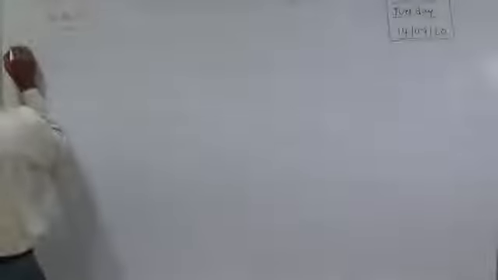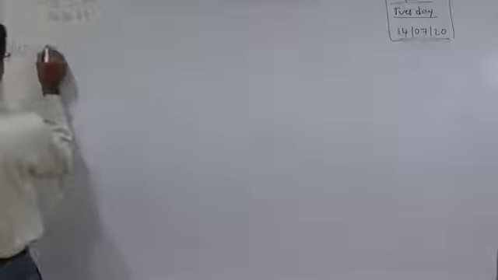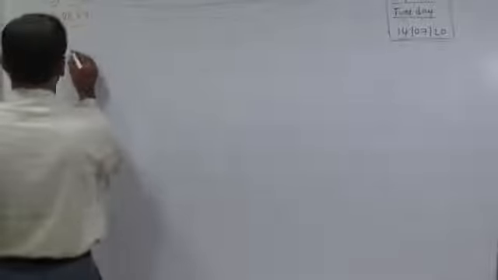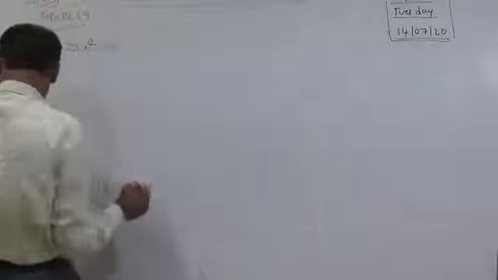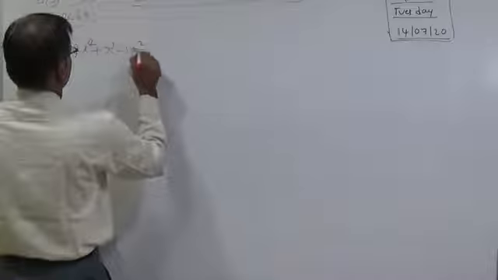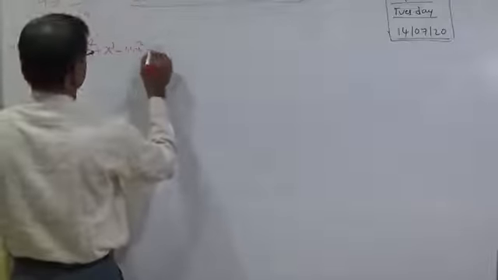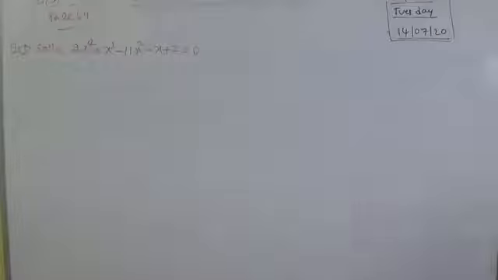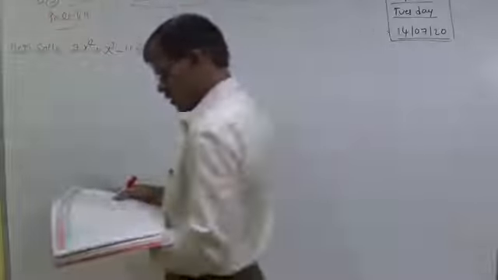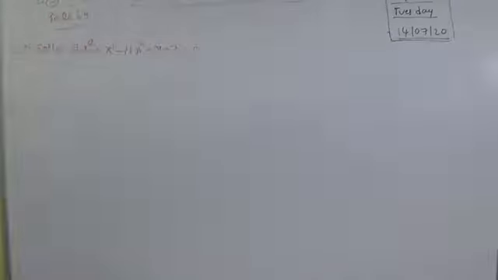Roman number 2, third question. Solve 2x power 4 plus x cube minus 11x square plus x plus 2 equal to 0. This is the general reciprocal equation.